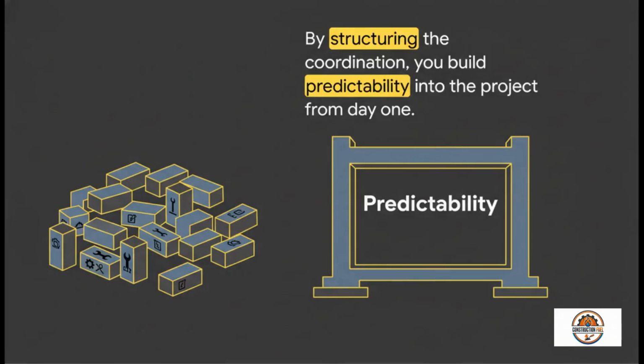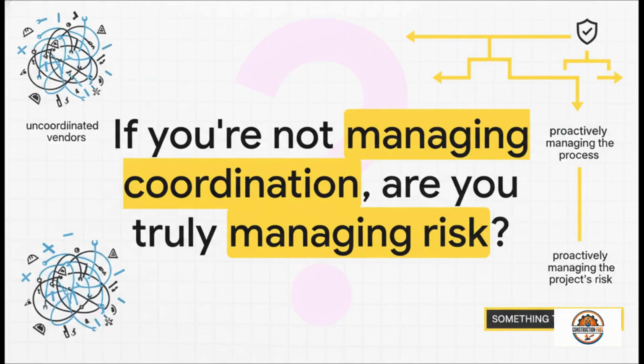At the end of the day, this is about a fundamental shift in how you approach a project. When you deliberately structure the coordination of your general conditions, you're not just buying a bunch of services. You're buying predictability. You're literally building it into the project's DNA right from day one. So I'll just leave you with this one final thought to chew on. If your team is always in reactive mode, just putting out fires caused by a mess of uncoordinated vendors, are you really managing your project's risk? Or is the risk managing you? It's definitely something to think about.